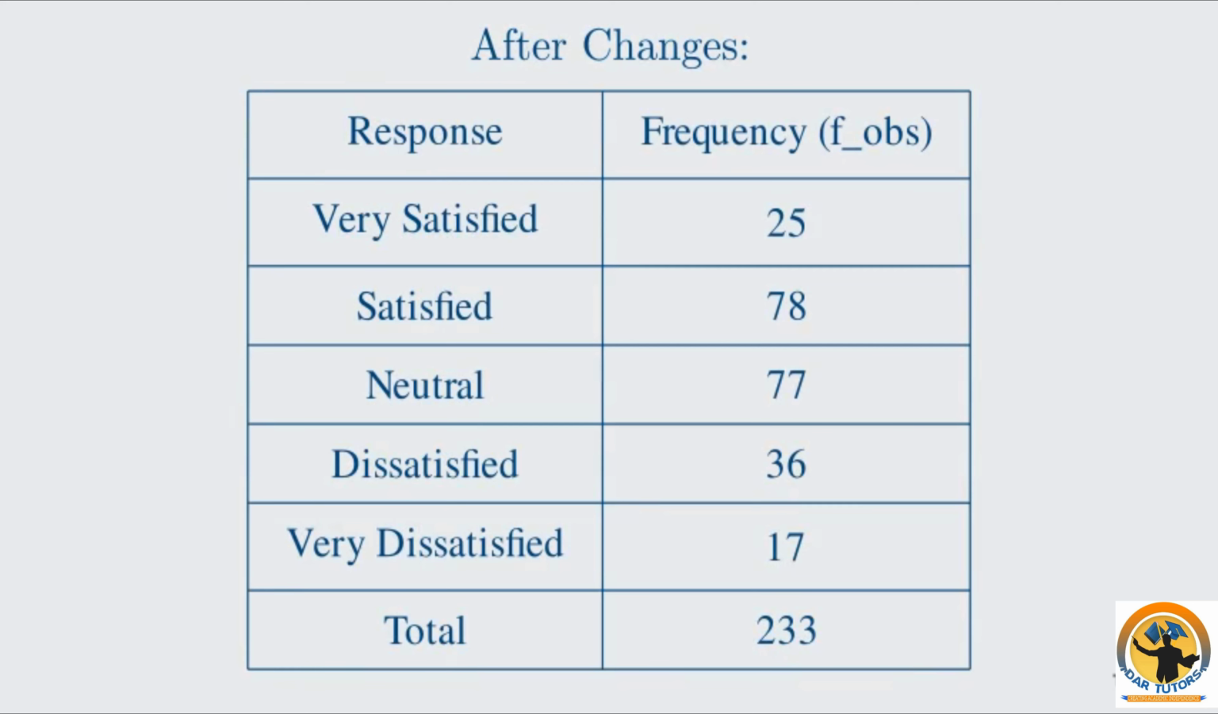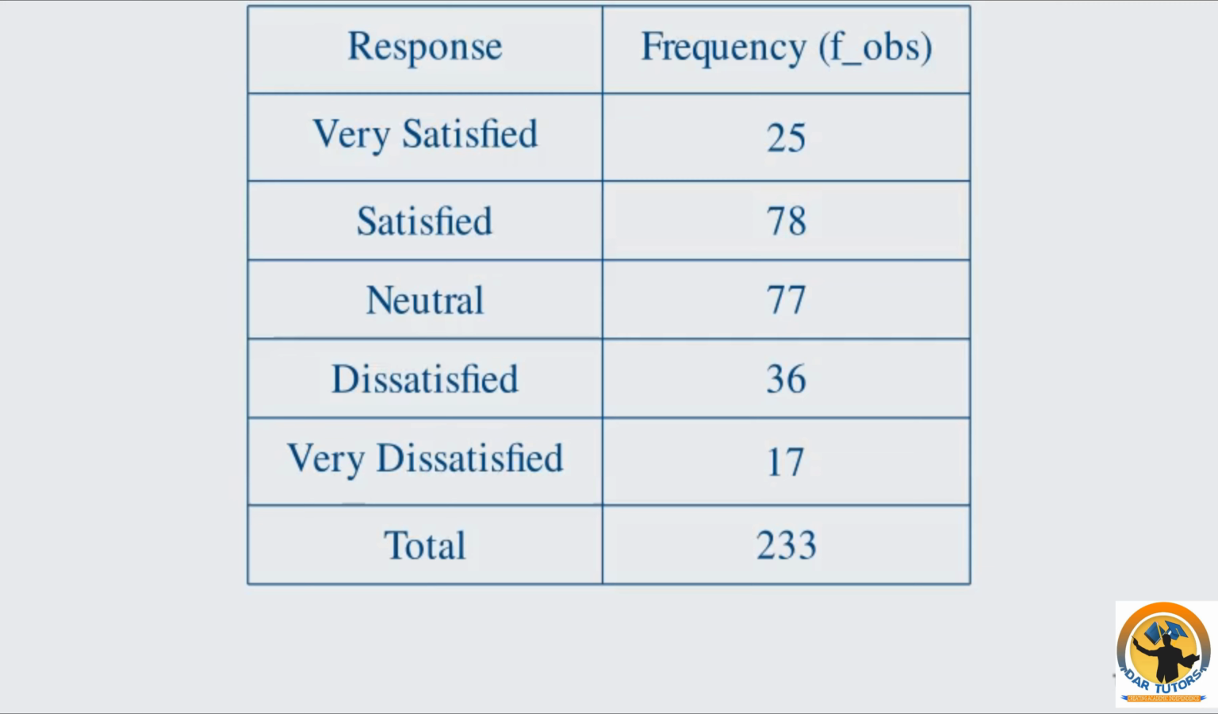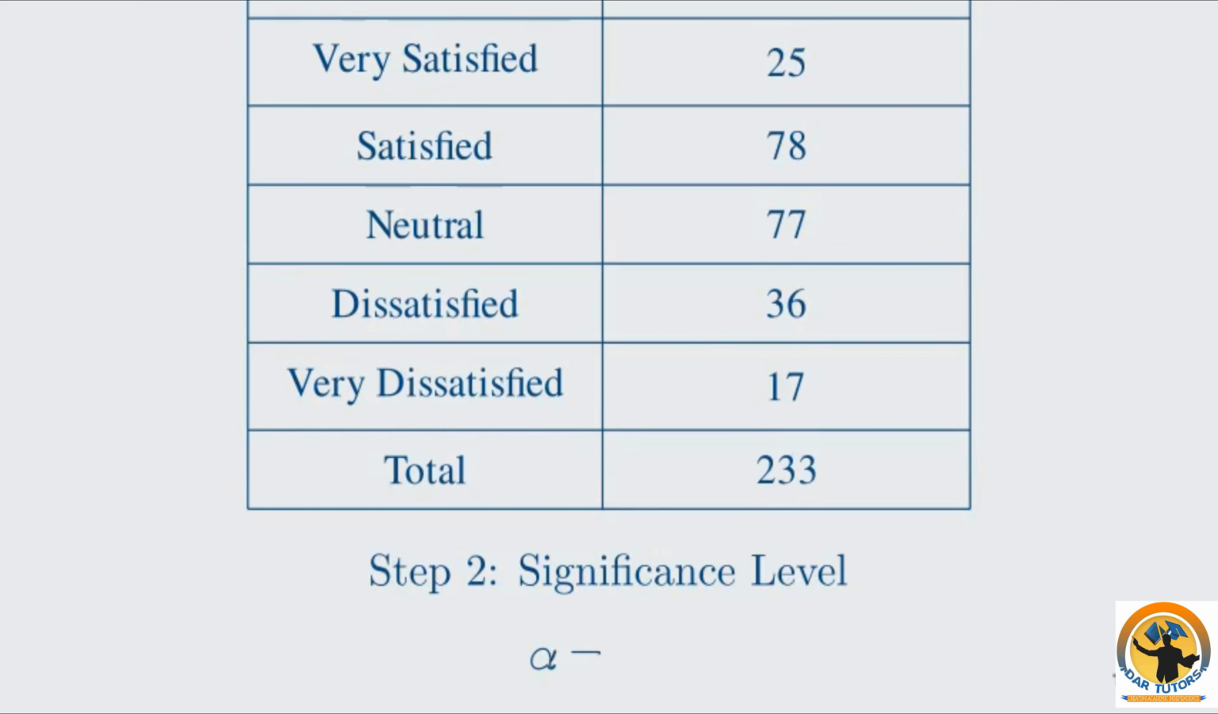Step 1. Hypotheses. The null hypothesis is that the changes had no effect, meaning the proportion of customers in each category is still the same as the initial proportions. The alternative is that the distribution has changed. Step 2. Significance level. The problem asks for a 1% level, so alpha equals 0.01.